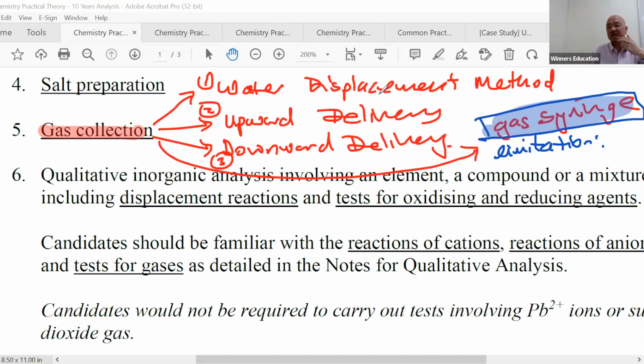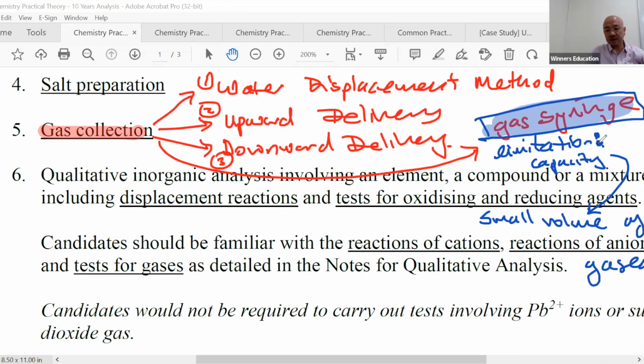Cannot identify gas. It's about collecting the gas. We don't need to identify. Capacity. How big have you seen a gas syringe? Can't be this big, right? Ladies and gentlemen, the gas syringe is always quite small. All right, so it has a capacity limitation. Usually, this is for small volumes of gases. All right, the limitation is capacity. Small volumes of gases can be collected using a gas syringe.